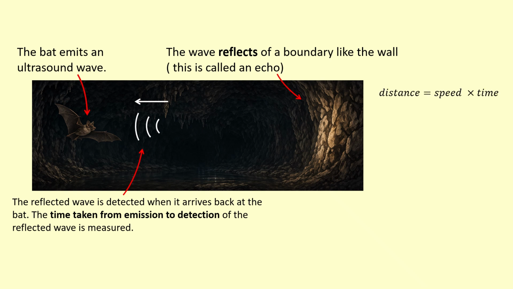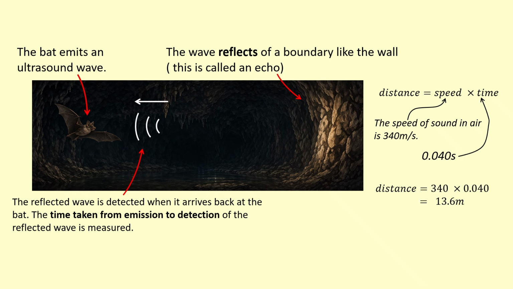It's going to basically do distance equals speed times time. And the speed of sound in air is around 340 meters per second. And let's say it took in this example 0.04 seconds for the wave to be emitted and to reflect and come back. If we multiply these together, we get 13.6 meters. However, you have to be careful. This is for the time it took to go to the wall and to come back, right, there and back. So really we need to divide this distance by 2, so it's actually the wall is 6.8 meters away.